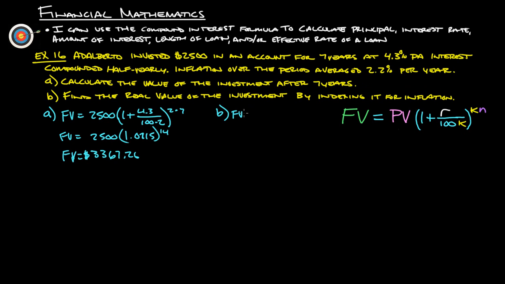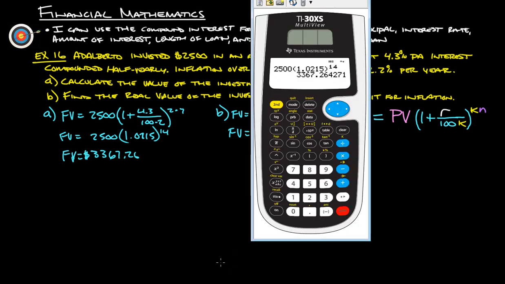So we're going to take future value, take our $2,500, and now we're just going to use the interest rate. So that's going to be 1 plus 2.2 divided by 100. And again, inflation is always yearly, so the K is just going to be 1. And this is for 7 years as well. So this is going to be 2,500 times 1.022 to the 7th power. Let's see what that gives us.